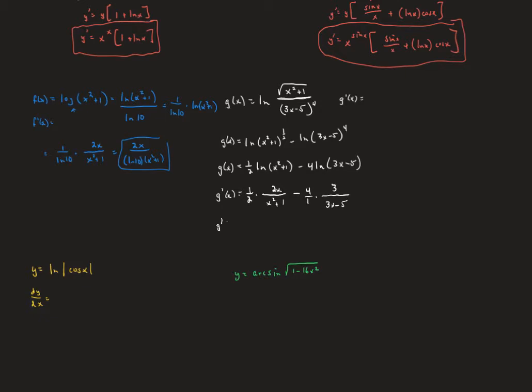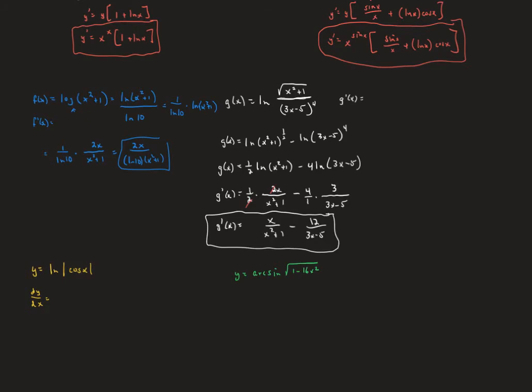We'll do a little bit of cleanup here. We can cancel this 2 with that 2, and so that'll become x over x squared plus 1, and that's going to be a minus 12 over 3x minus 5, and that is as painless as we can make that derivative.